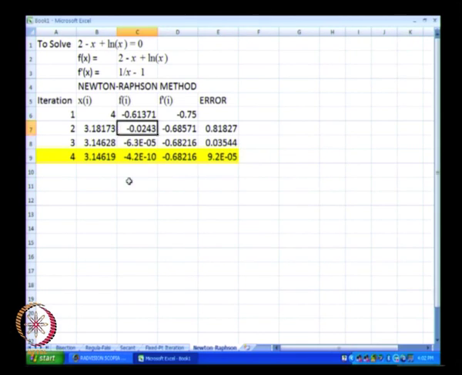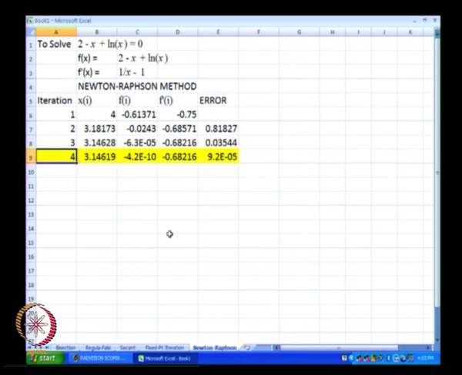Okay, all right. So we started off with x of I equal to 4, f of x of I we computed, f dash of x of I we computed, x of I plus 1 was equal to x of I minus f of I divided by f dash of I. This is how x of I plus 1 was computed. Again for x of I plus 1 we computed f, again we computed f dash, and from this we kept computing x of I plus 1 at each iteration, and we find that the solution converges, reaches the desired tolerance value of 10 to the power minus 4 in 4 iterations only.